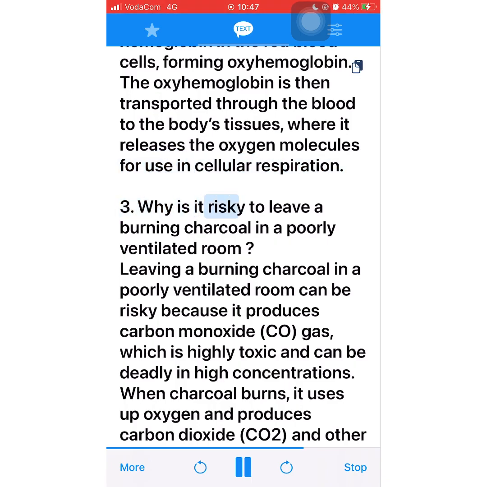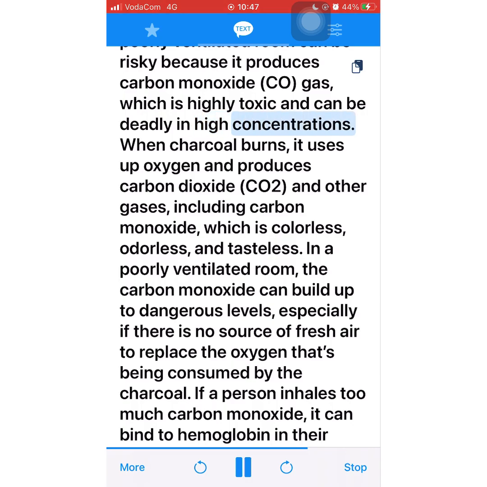3. Why is it risky to leave a burning charcoal in a poorly ventilated room? Leaving a burning charcoal in a poorly ventilated room can be risky because it produces carbon monoxide (CO) gas, which is highly toxic and can be deadly in high concentrations.